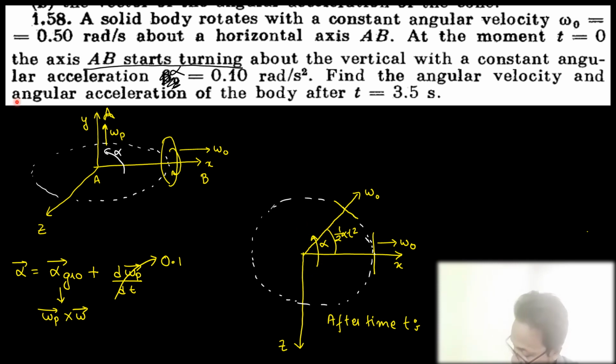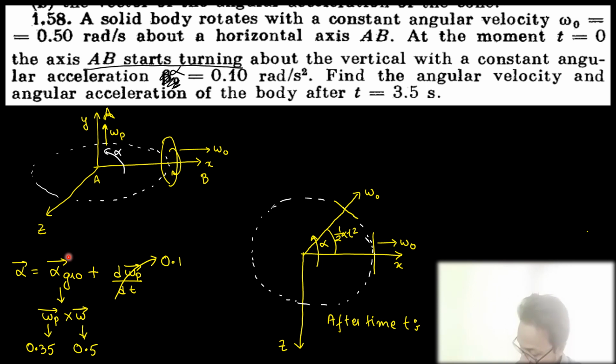Fortunately for us, we have to find the total angular acceleration at t equal to 3.5 seconds. So at t equal to 3.5 seconds, what is the gyroscopic acceleration? We simply have to find the precession angular velocity at t equal to 3.5 seconds, which is equal to 0.35. Okay, where omega naught is equal to 0.5, and alpha p is equal to 0.1 radians per second square.